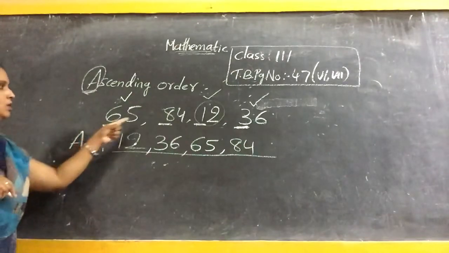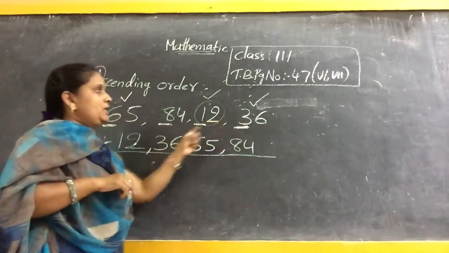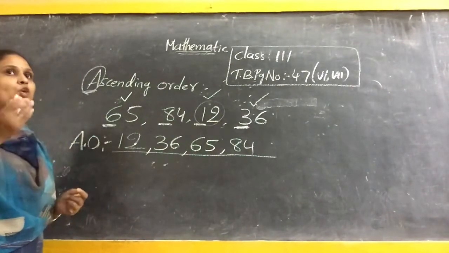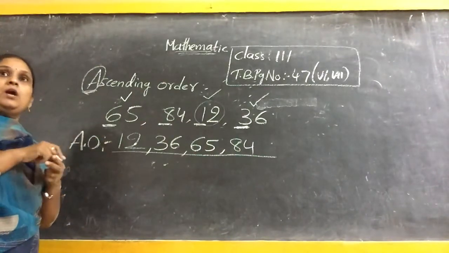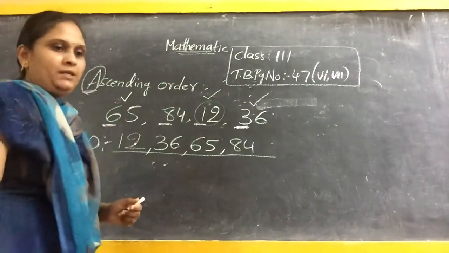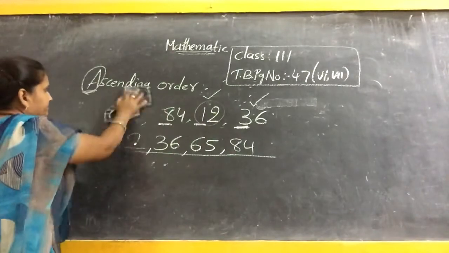Now all the numbers have 2 digits. So we have written like this. If 3 digits and 2 digits are there together, how to compare the numbers and how to write the numbers in ascending order? Look at the board.